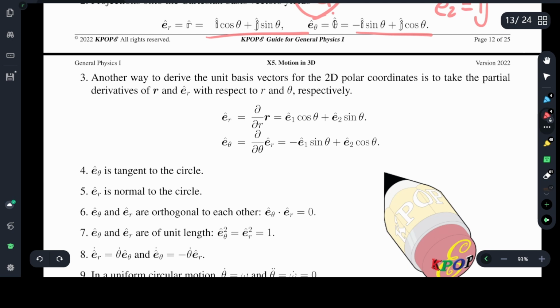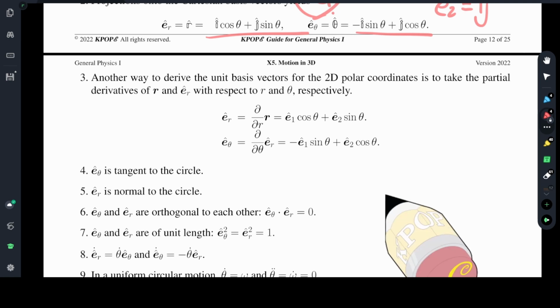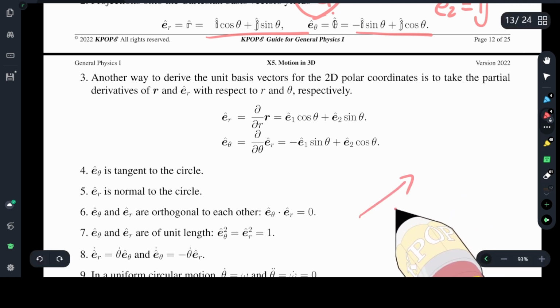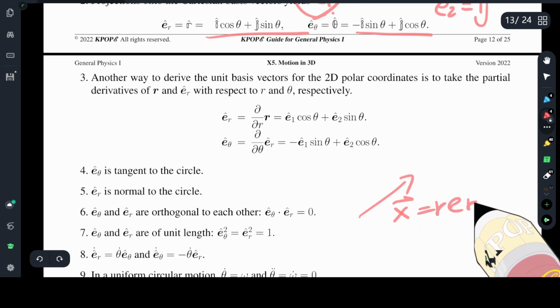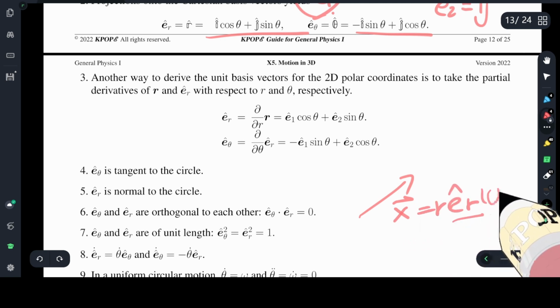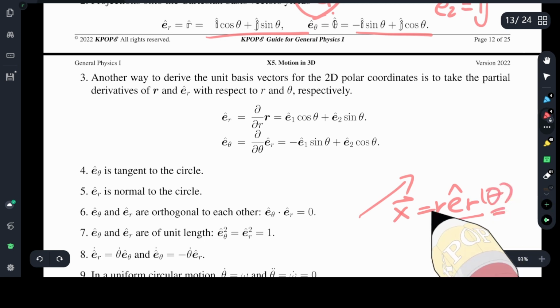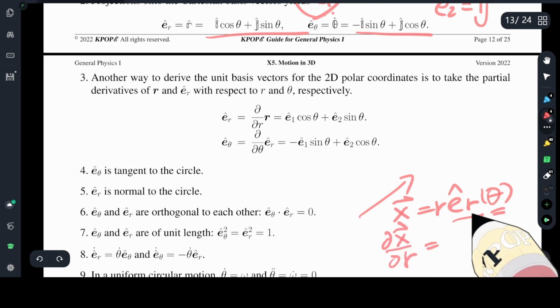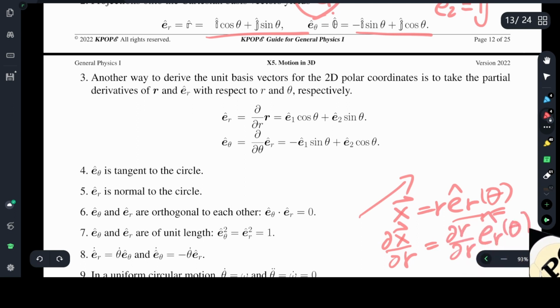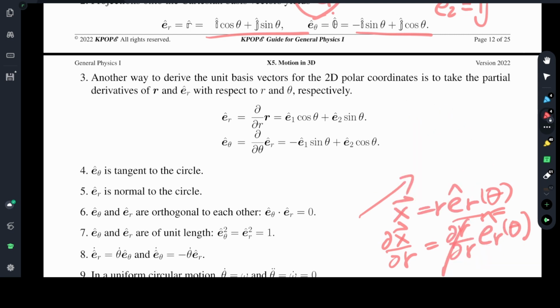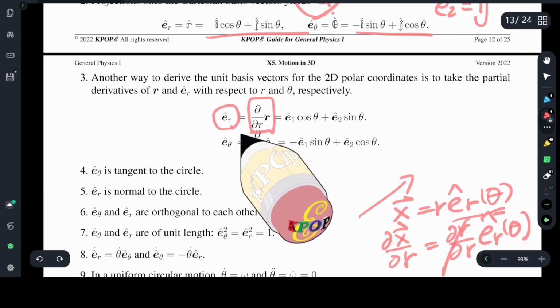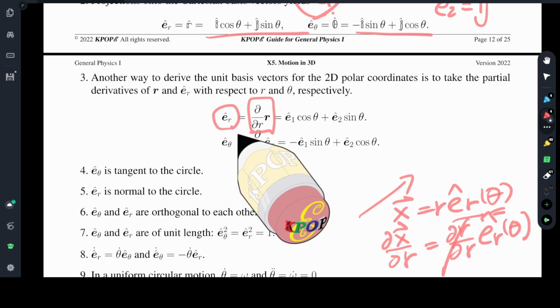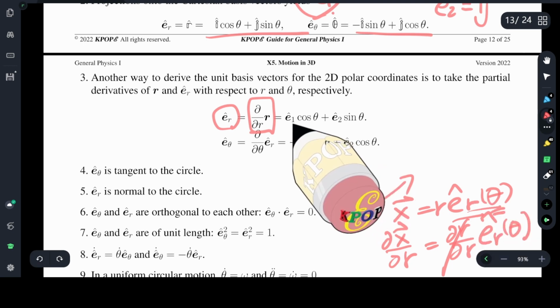There is another way to derive the unit basis vector, by taking the partial derivative. The position vector x is r times e_r, and this e_r is a function of theta only. So if we change only r, taking the partial derivative, e_r is independent of r, and as a result this is 1. So the unit radial vector can be obtained by taking the partial derivative of the position vector with respect to r.